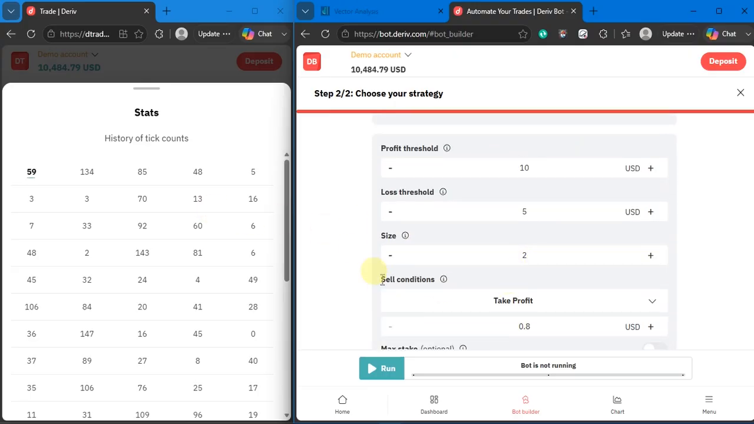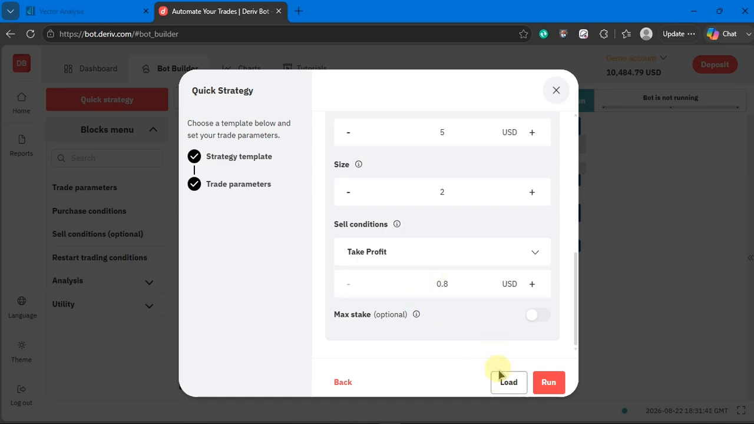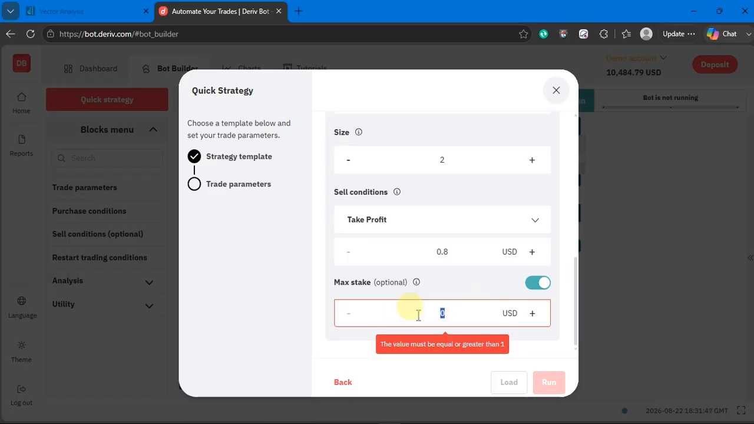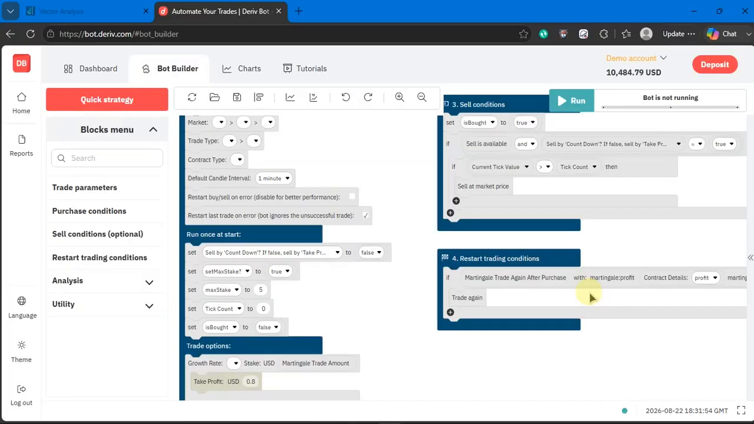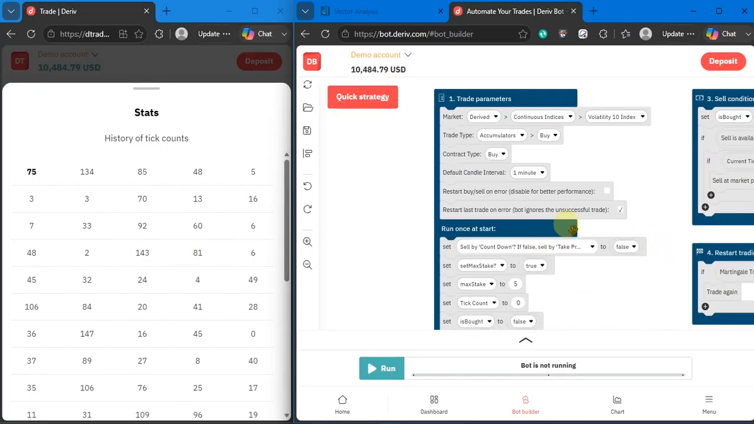So here I have already set that bot, and I can just enlarge this one so that I see where I'm able to load. So here is where I'm able to load, and I can also enter a maximum stake so that it does not drain my account. So I'll enter a maximum stake of 5 and then load the bot. After loading the bot, I can still move again, and then that is the bot. So here at the start, I can just wait for this to start again, and then I run the bot. So let us wait for it to start, and then I run it.